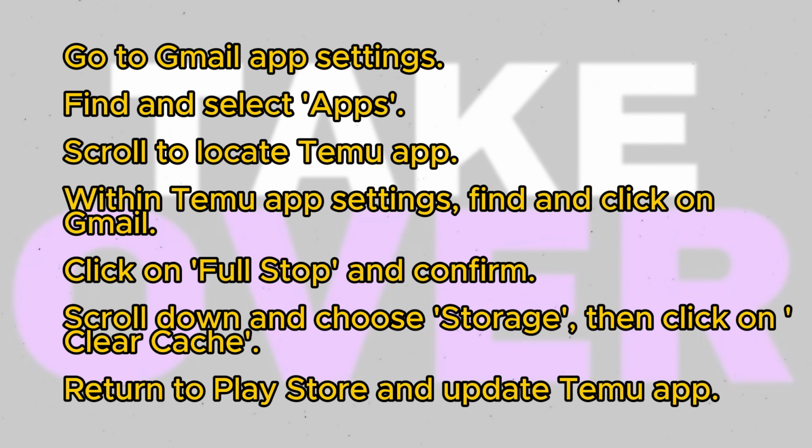After clearing the cache, return to your Play Store. Check for any available updates for the Temu app. If updates are available, click on Update to install them. This step will address and resolve the issue with your wish list not showing up properly.